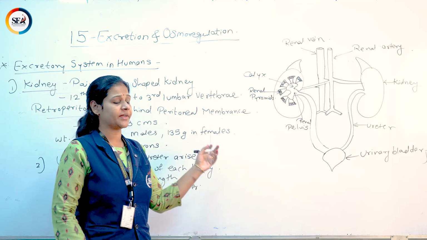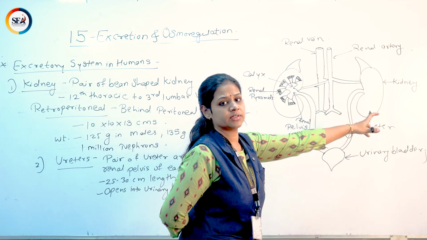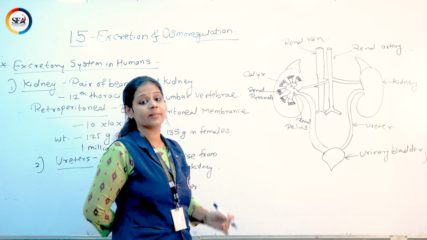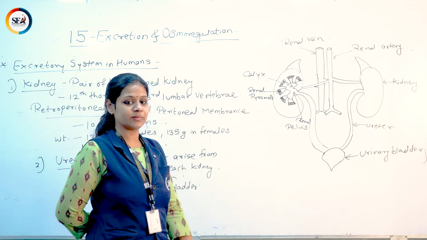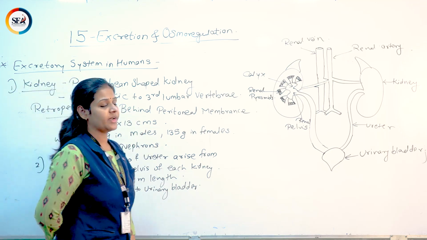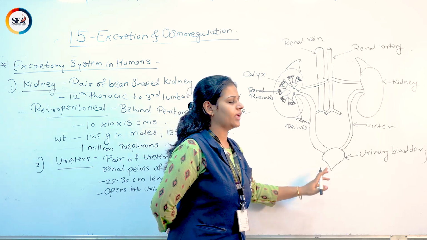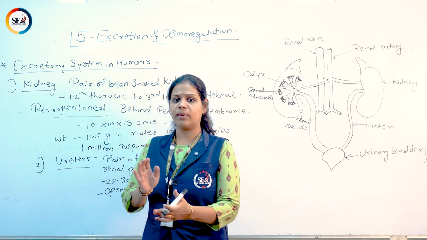The next point is excretory system of humans. Excretory system includes a pair of kidneys, a pair of ureters, and the urinary bladder. Now we are going to see one by one.